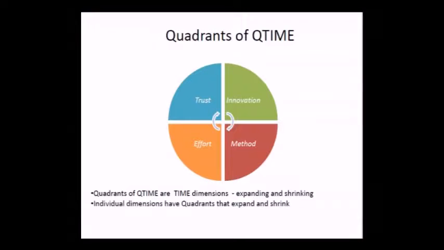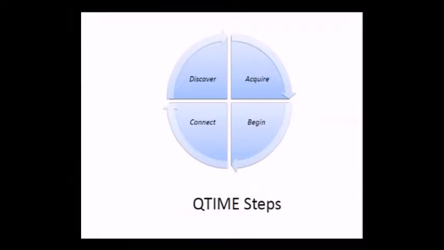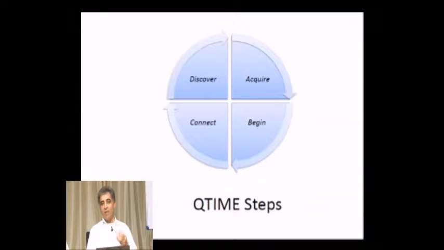So these dimensions themselves expand and shrink as the knowledge expands and shrinks. And these individual dimensions themselves have quadrants. So the four dimensional learning has to be done with the qtime steps. So what are they? They are the acquire step, the begin step, the connect step, and the discover step. See, all these steps are as simple as A, B, C, D to remember them. So these are qtime steps in qtime learning dimensions. They must be taken. And there is no starting point.